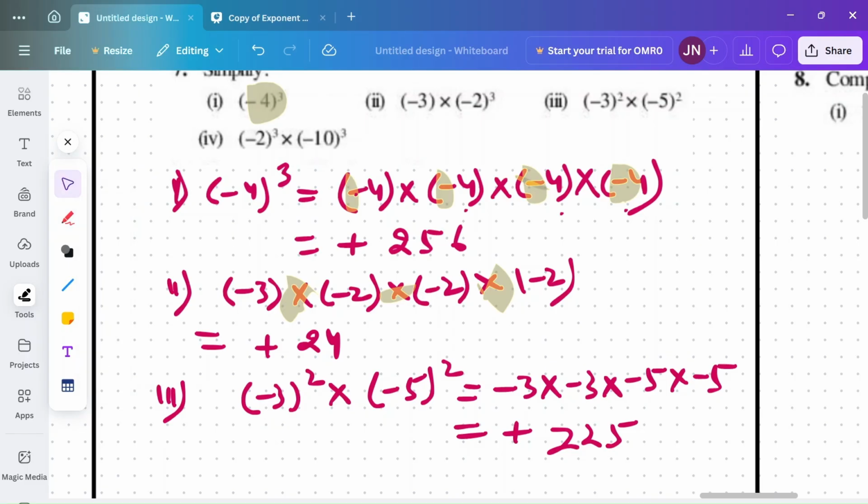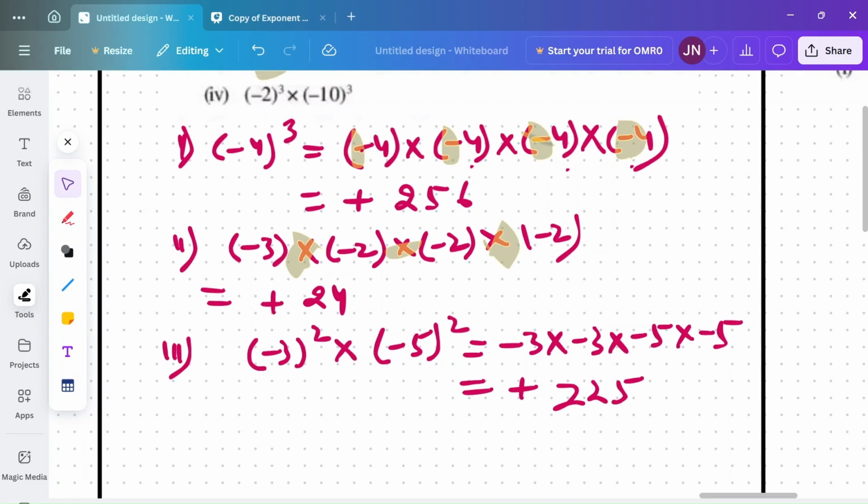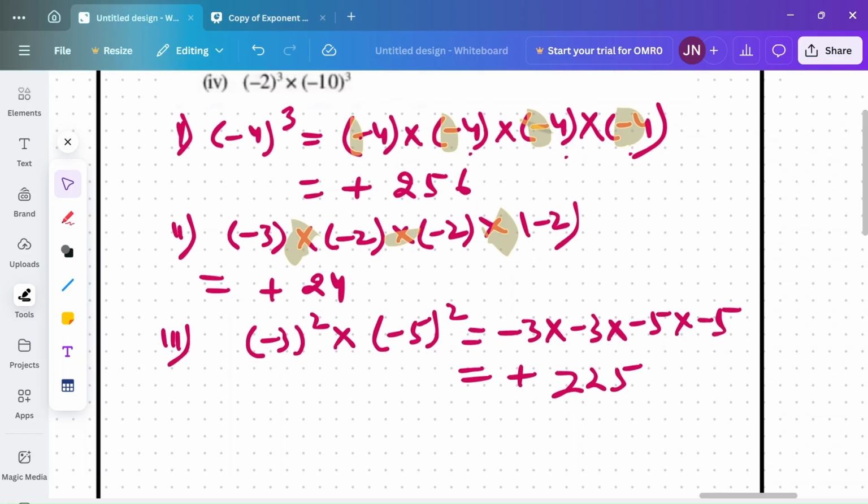Now let's have a look at the last question. Negative 2 raised to the power 3 and negative 10 raised to the power 3. Now, in this question, before you start writing the expanded form, I want you to look at the negative signs and what the powers are. So you see there is power 3 with negative 2 and power 3 again with negative 10. Both the numbers have a negative sign. So in total, how many times are you going to multiply the negative sign? Isn't it 6? Because 3 plus 3, 6 times.